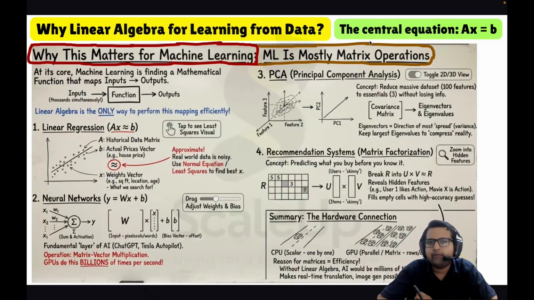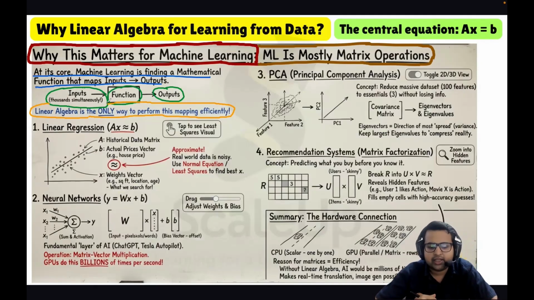So in machine learning, we know the input, we know the output, but we don't know the mathematical function. Machine learning at its core is the process of finding a mathematical function that maps inputs to outputs. We know the inputs, we know the outputs, and we determine the unknown function. Because we deal with thousands of inputs simultaneously, linear algebra is the only way to perform this mapping efficiently. Now let us see how most famous ML algorithms are actually just specific matrix operations.